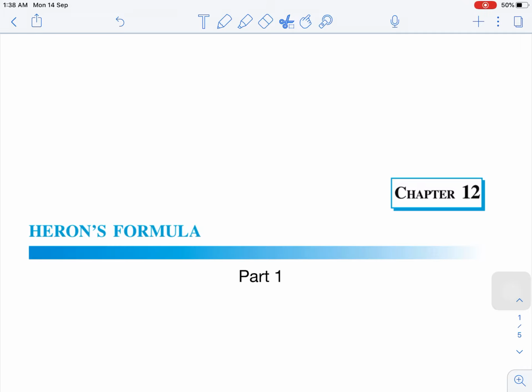So hello students, today we are going to start our next chapter of class 9, that is Heron's Formula. In this chapter we are going to deal with finding areas of triangles. So let us start with this one.